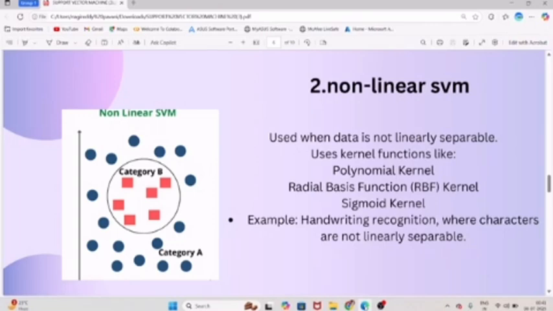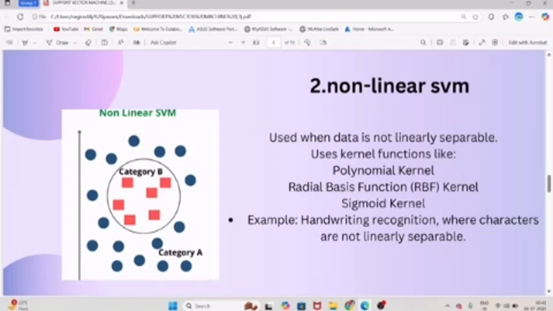Okay. Listen, sometimes we can't separate data using a straight line, because the points are mixed in a curve or circle, as I mentioned in the picture like this. That's when we use non-linear SVM. It changes the shape of the data by lifting it into a higher space where a line can separate it. This is done using something called a kernel trick.